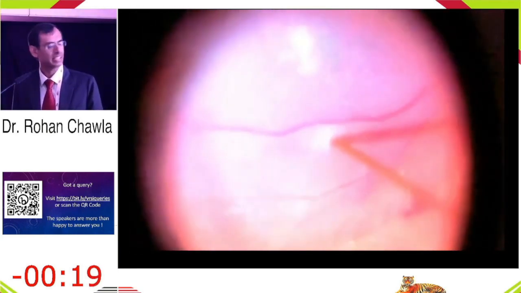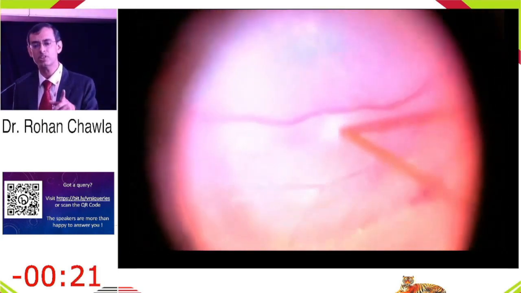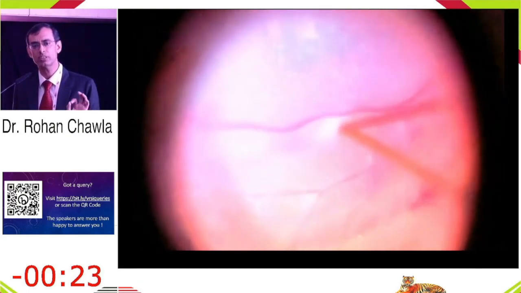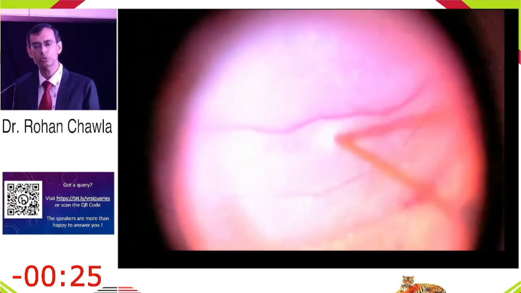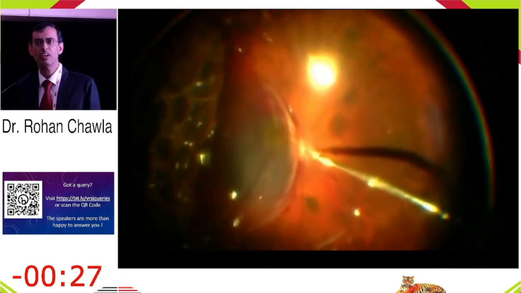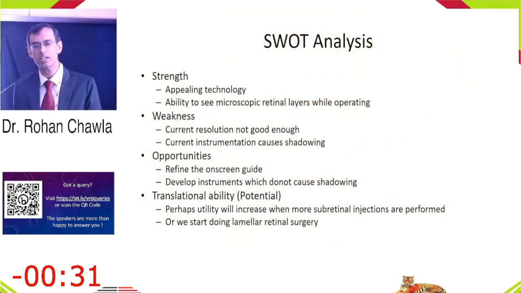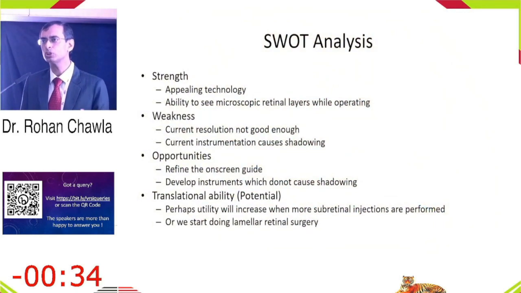Now, another case which my worthy opponent showed up, a subretinal injection. So here again, I'm with a 45 gauge doing a subretinal injection. I do not need the OCT. I know once the giveaway is there the injection will be going through and the drug will be in the right place. So in analyzing, we must do a SWOT analysis.